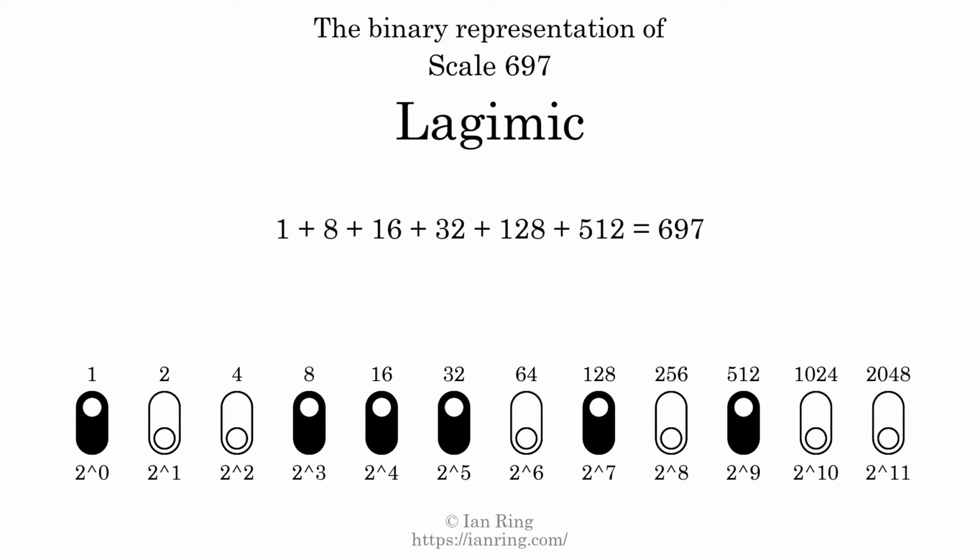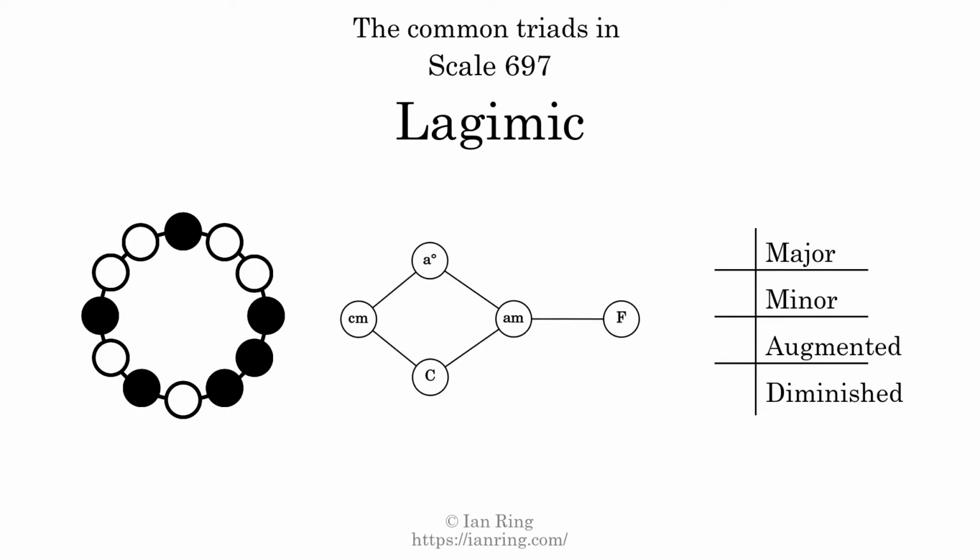The scale number not only enumerates the scale with a unique index, but it also literally describes the tonal content of the scale. Represented as a binary number in base 2, the scale number is 001010111001. Here are the common triads present in this scale.